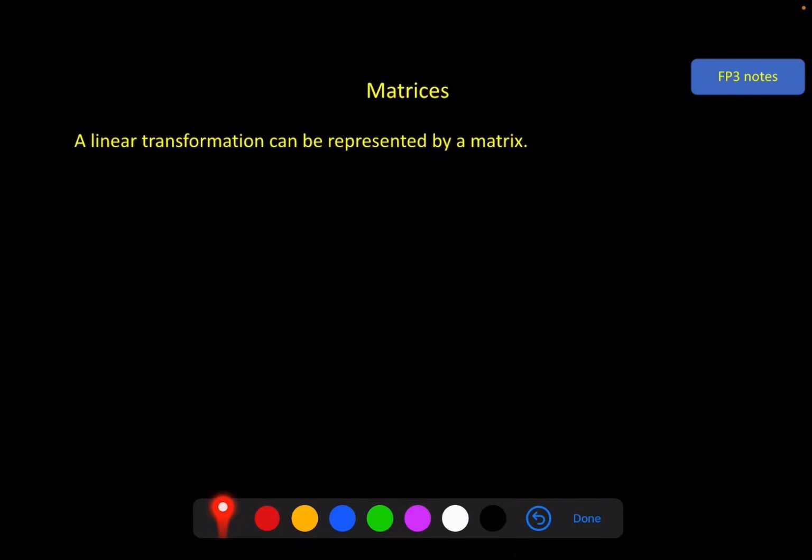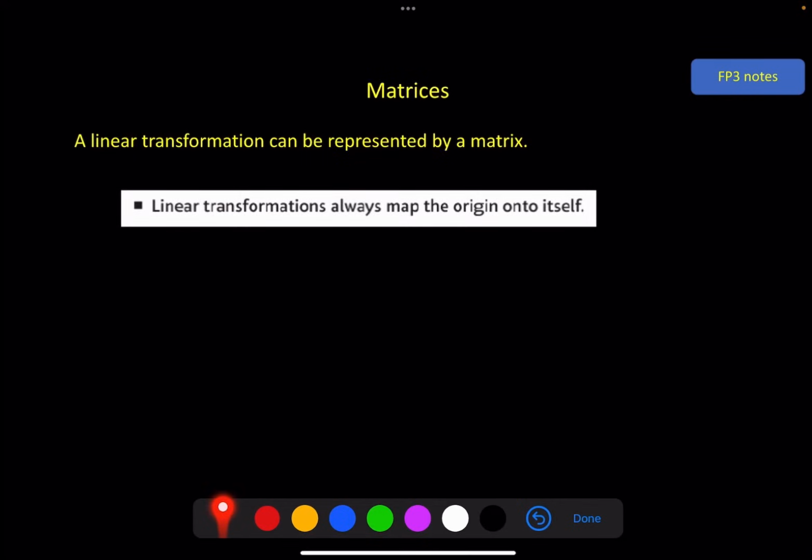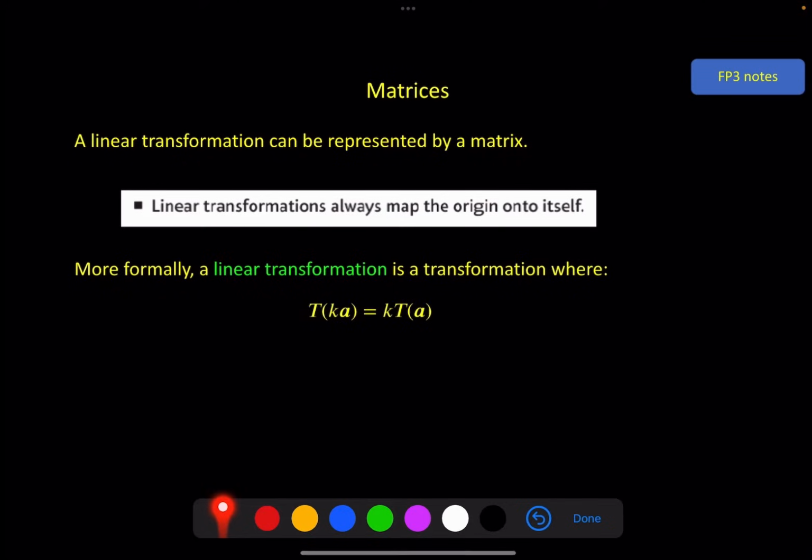So you've done something like this in FP1. A linear transformation can be represented by a matrix. And previously, the linear transformation definition is that it always maps the origin onto itself. A more formal definition is a transformation where these two statements apply. That is, enlarging the vector by a scalar does not matter if it happens before or after the transformation, and adding two vectors, then transforming them gives the same as transforming them and then adding them.